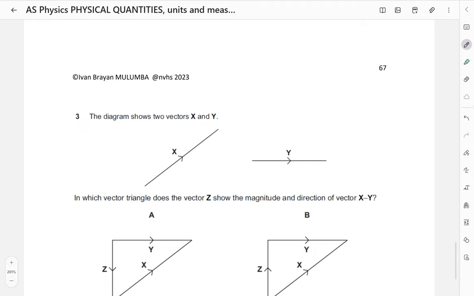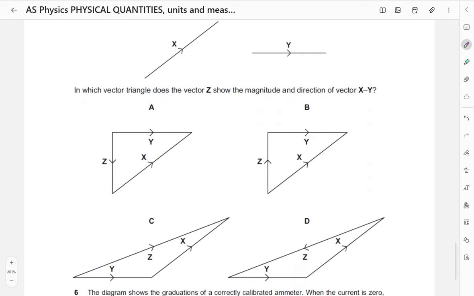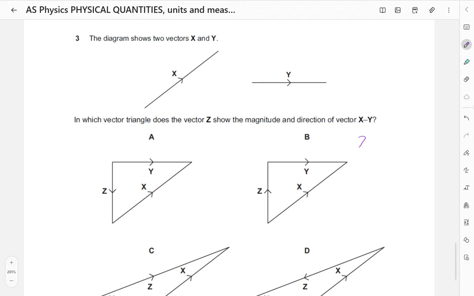The diagram shows two vectors, x and y. In which vector triangle does the vector z show the magnitude and direction of x minus y? So like I said, if z is equal to x minus y, then z plus y should give us x. And remember, when two vectors are joined head to tail and they form a loop in one direction, the resultant is the other way around.